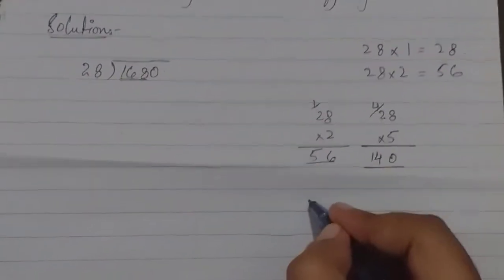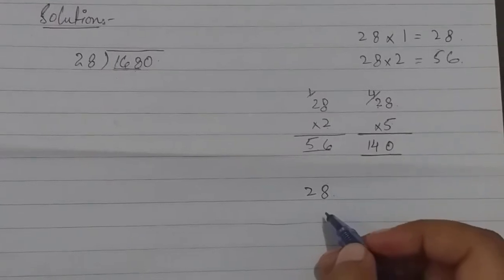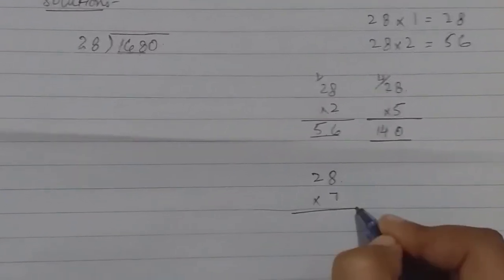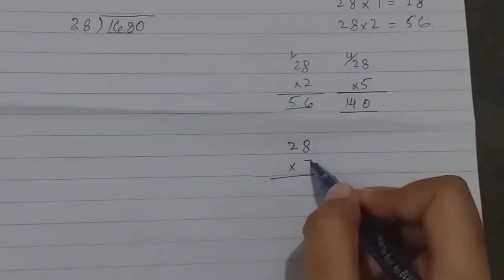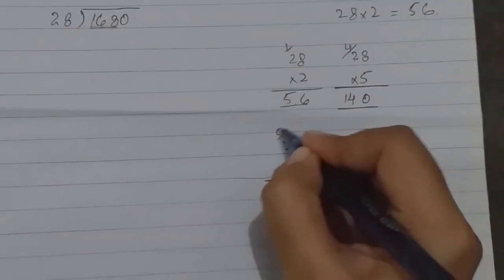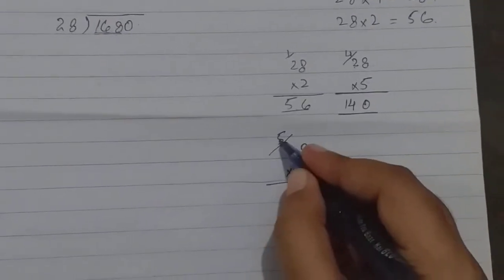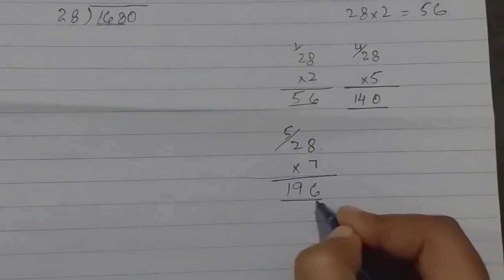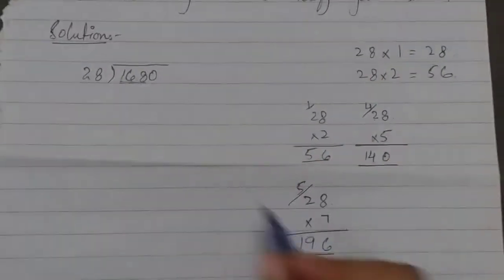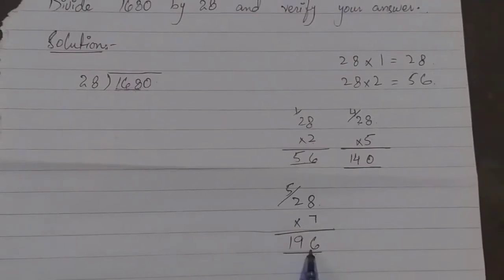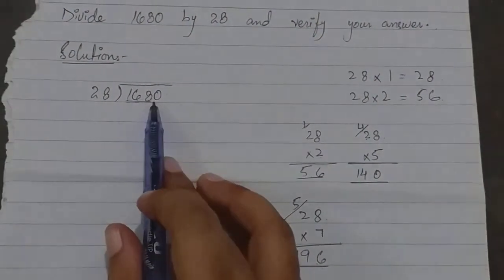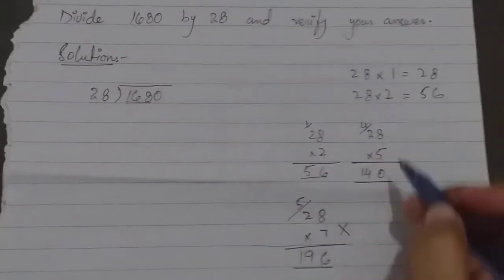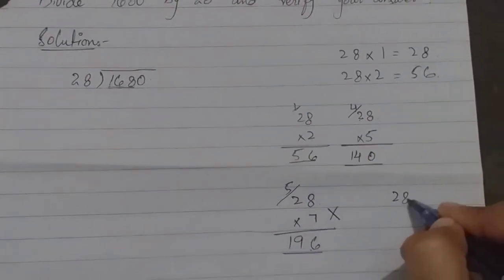Now we will again jump towards 28 multiplied by 7. 7 8s are 56. Now 7 2s are 14, and 14 plus 5, 19. It is 196. Now you can see, students, 196 is greater than 168. So we cannot take 28 multiplied by 7. Now we will check 28 multiplied by 6.